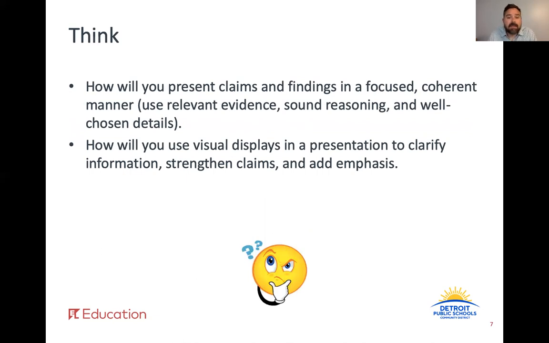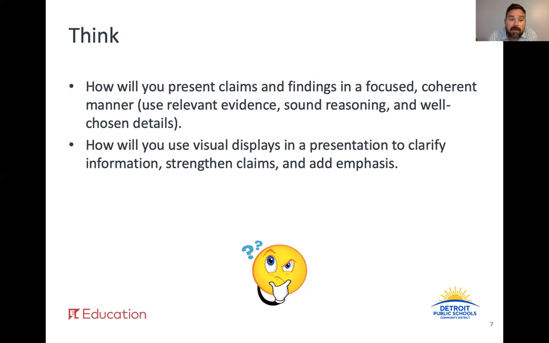So now we're going to think about some things. As you are diving deeper into this project, I want you to think, how will you present claims and findings in a focused, coherent manner using relevant evidence, sound reasoning, and well-chosen details? And how will you use visual displays and presentation to clarify information, strengthen claims, and add emphasis? This is a lot, using some of the different terminology, but you're basically thinking, how are you going to present your claim now that we've had 2 articles and you're thinking which one might be the best option to feed the country? And this doesn't have to be what we're doing currently, but what you think.